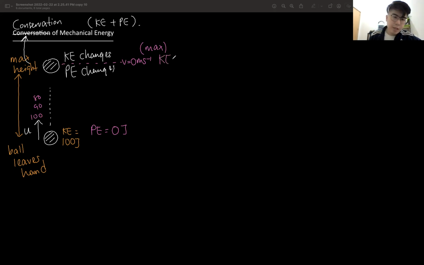So kinetic energy at this height is going to be 0. What about the potential energy? Potential energy, if we calculate this one, is going to be 100 joule, which is the same as the energy that you give it. At first, I give it 100. It cannot take 101. It cannot take 99. It has to remain 100. That is the conservation law. Okay? But because we are only looking at KE and PE, I will call it conservation of mechanical energy.